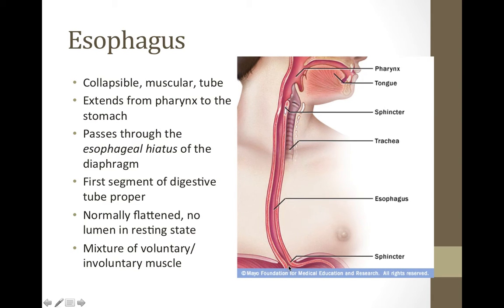There's a structure called the esophageal hiatus, which is basically the level of your diaphragm. The hiatus is an opening, so the esophageal hiatus is the opening in the diaphragm through which the esophagus passes on its way down into the abdomen. This is just before the bolus enters the stomach, where you would find the esophageal hiatus.